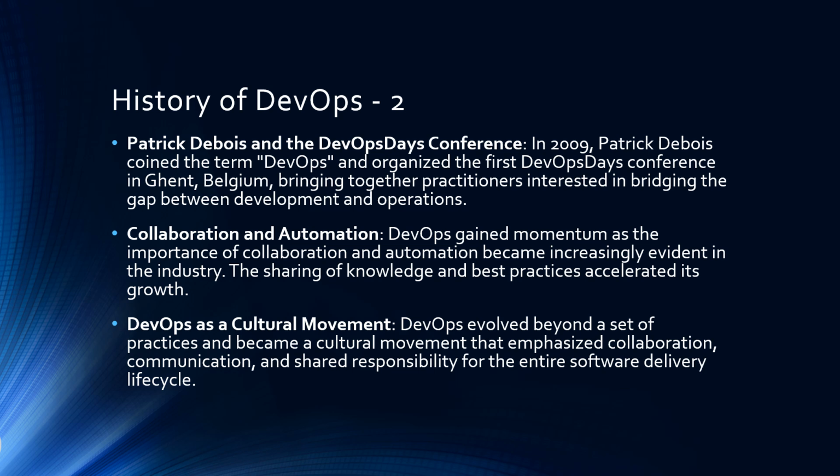The term DevOps itself has an interesting origin story. In 2009, Patrick Debois organized the first DevOps Days conference in Ghent, Belgium. This event marked a turning point in formalizing the DevOps movement and providing a platform for practitioners to share their experiences and best practices. The conference came about as a response to Debois' own frustrations with the traditional divide between development and operations teams. He had experienced firsthand the inefficiencies and conflicts that arose from this separation.